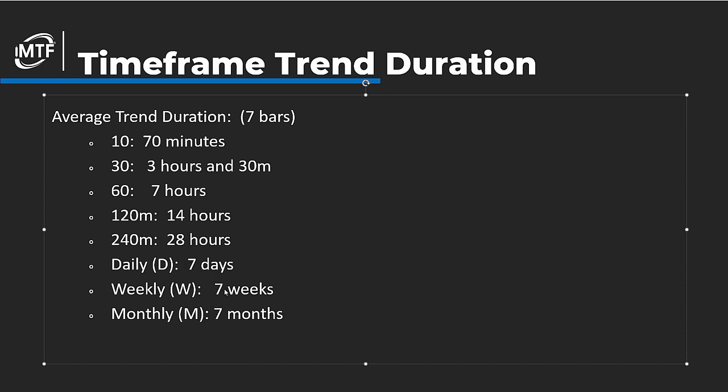So this gives you an idea of how long on average, if you trade a particular instrument on a particular time frame, you're going to be in that trade. That gives you a rough time period of the duration of your trade.